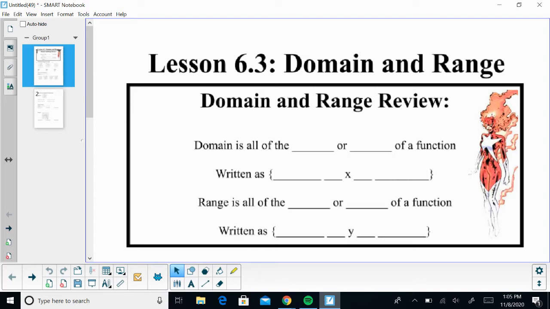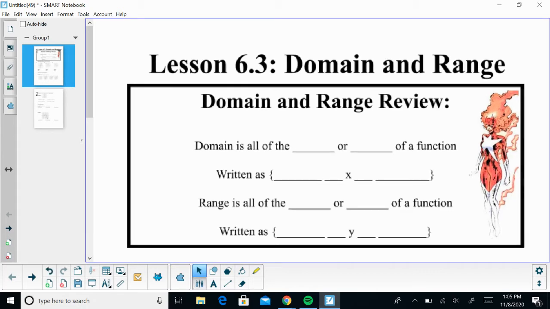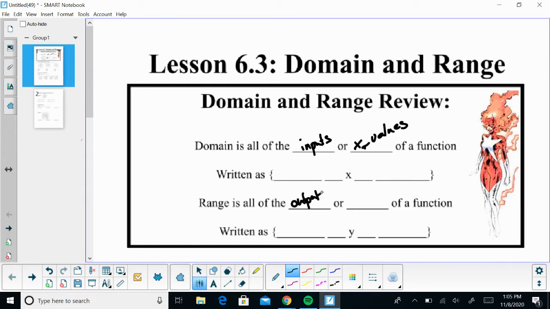We're going to first start off by talking about some definitions. So the domain is all of the inputs, or my x values. And if you remember, what is the range? Well, those are my outputs, or the y values.